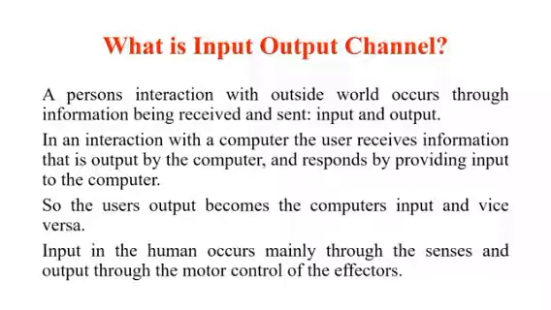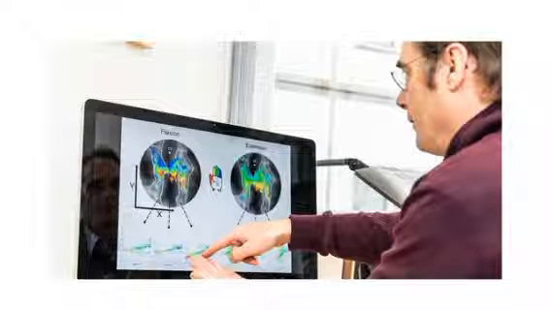Input in the human occurs mainly through the senses and the output through the motor control of the effectors. Next, let us see in the figure there is a human and a computer, and between them interaction is going on, and we have to understand the perspective of input and output. Suppose something is displaying on the screen of the computer. Then the human senses the output of the computer, that means takes the input from the computer. The output of the computer is the input for the human.